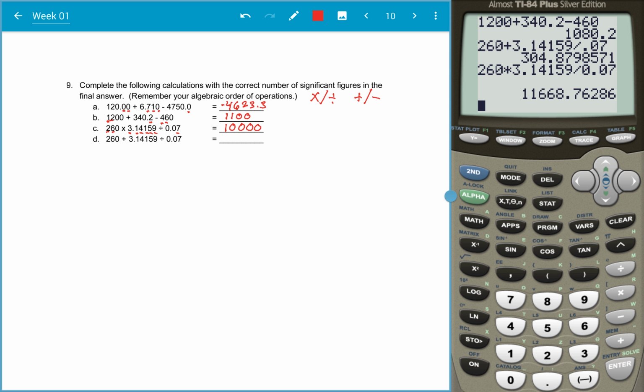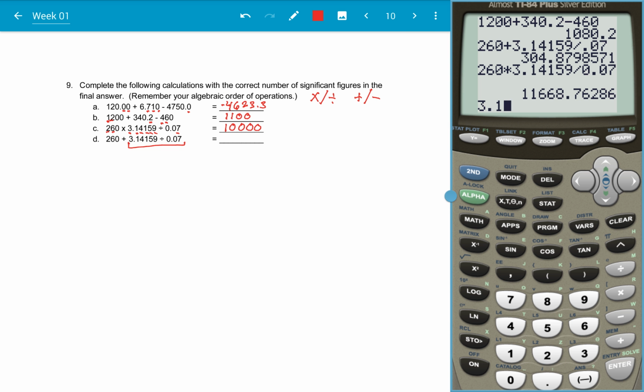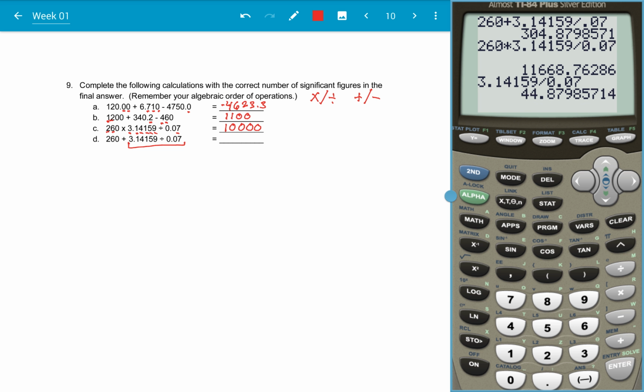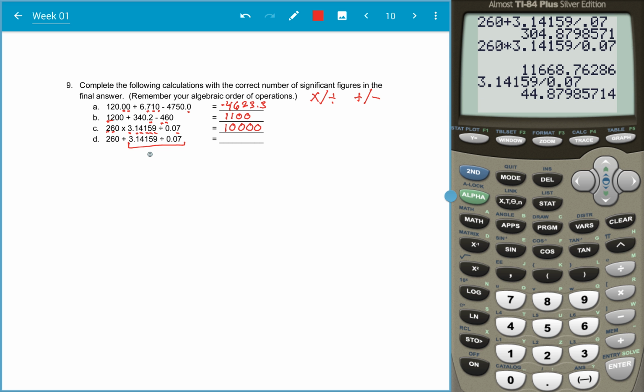Now last, we have a mixed set of calculations. We have some addition, subtraction, and we have some multiplication, division. We do the multiplication and division first. So we take our 3.14159 and we divide it by 0.07. So with this, the 0.07 only has 1 sig fig. That's going to limit the answer for this portion of the calculation to 1 significant figure as well. So we would just have 40. If that had been 45, I would have rounded it up to 50. But since it's a little under 45, we round down.